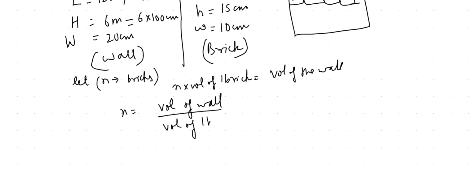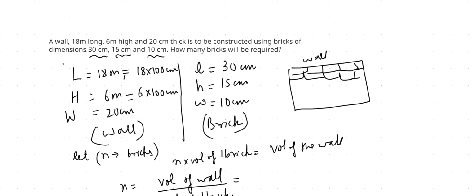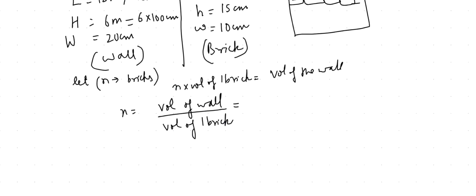Now that I have put everything in centimeters, I can directly put the numbers. Volume of the wall is length into width into height, and for the brick it's small l into small w into small h. So it is L into W into H divided by l into w into h.